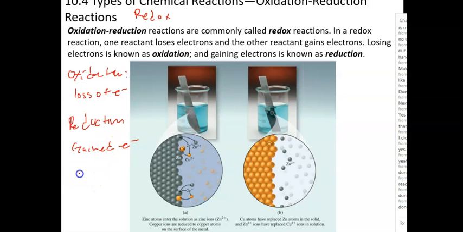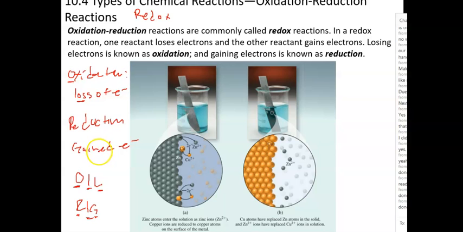Oil rig. I think in the videos I talk about OIL RIG. This is how you remember: oxidation is loss, reduction is gain. So that's how you remember oxidation is loss. Another way I remember it is oxidation has an O in it, and so does the word loss. So if you remember oxidation is loss, then you know that reduction is gain of electrons.